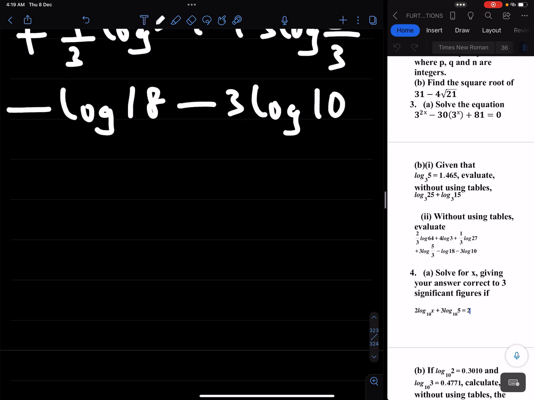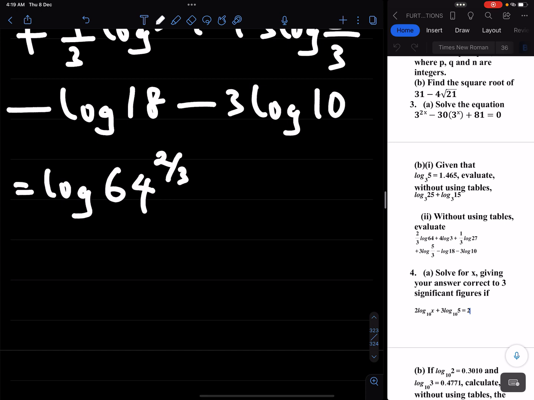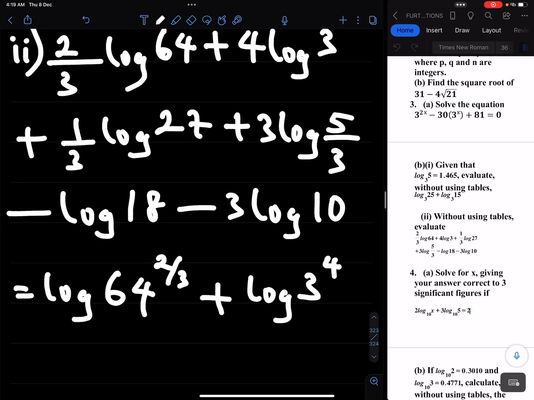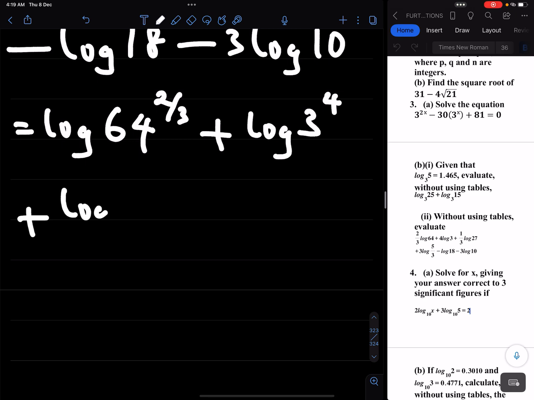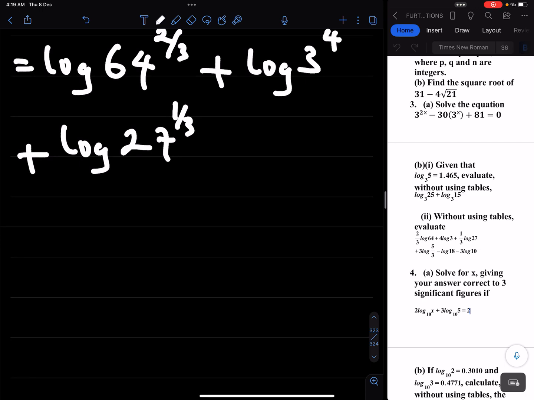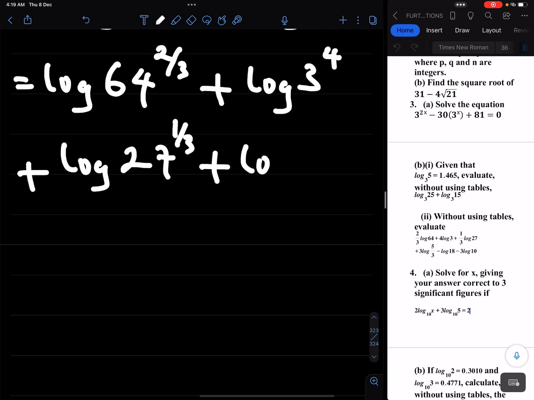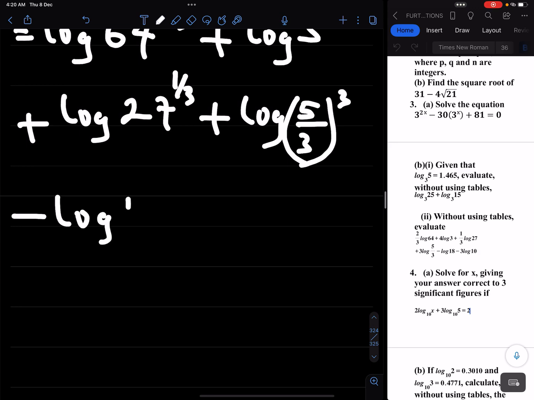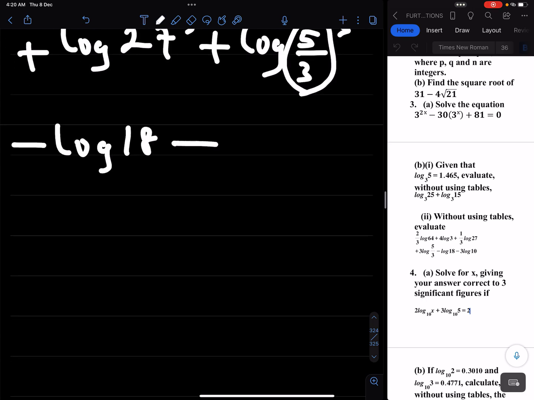2 over 3 log 64 is the same as log 64 raised to power 2 over 3, and 4 log 3 is the same as log 3 raised to power 4, plus 1 over 3 log 27 is the same as log 27 raised to power 1 over 3, and plus 3 log 5 over 3 is the same as log 5 over 3 raised to power 3, minus log 18, minus 3 log 10 is the same as log 10 raised to power 3.